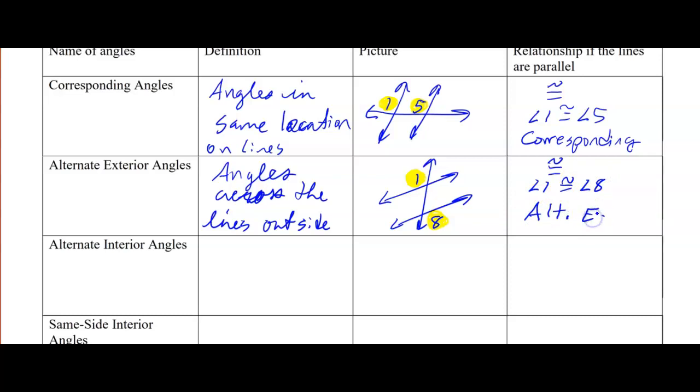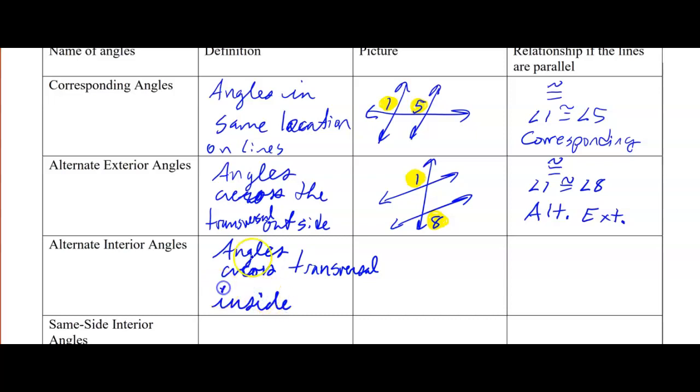Alternate exterior. Alternate interior. Angles across the lines. Actually, I should say transversal there, being more accurate. Across the transversal. Inside. So where are they? They are here. Oops, not there. Inside. So if I pick this angle, there's my opposite internal alternate interior angle.